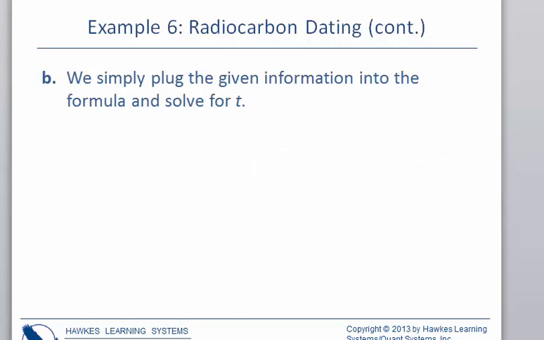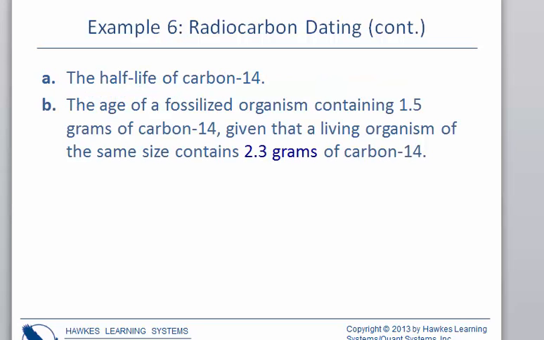Okay, so for part B, it asks us to find the age of a fossilized organism containing 1.5 grams of carbon-14, given that a living organism of the same size contains 2.3 grams of carbon-14. Okay, so let's take our formula that we have. So remember our formula was a sub t is equal to a sub 0 times e, and then we had that decimal exponent times t. Now this time we know what the half-life is, so we're going to plug our information in, and we're going to solve for t. We want to know how long it takes for this organism to reach this point.